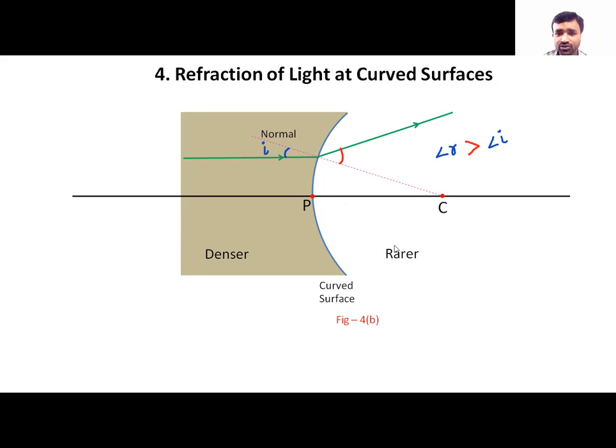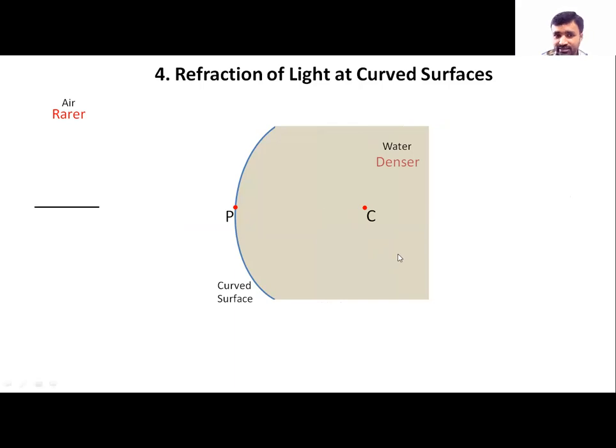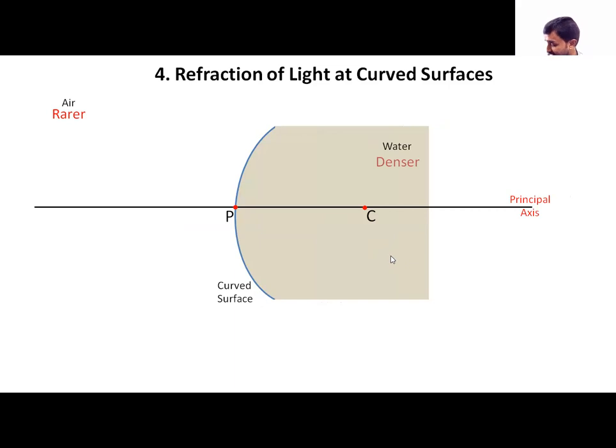Then we'll go for another situation, which is like this. Right? Same thing. Concave surface side, denser medium. Now, connecting them, the principal axis. Now your light ray is like this. Opposite to the previous case.